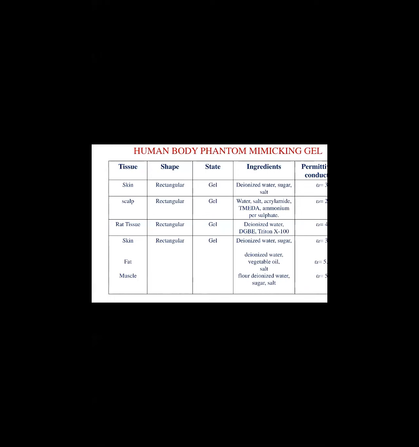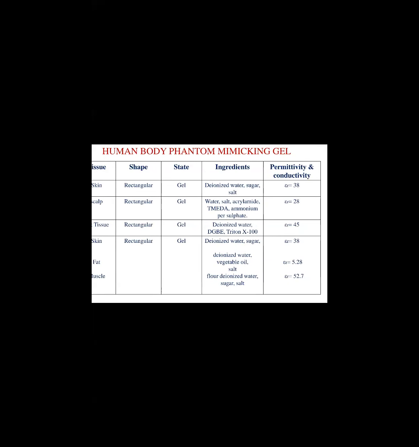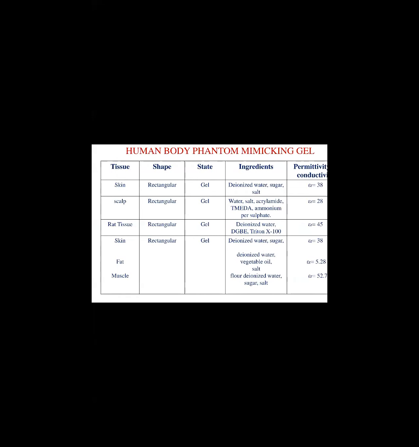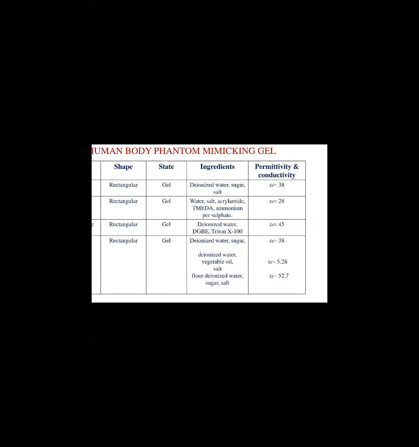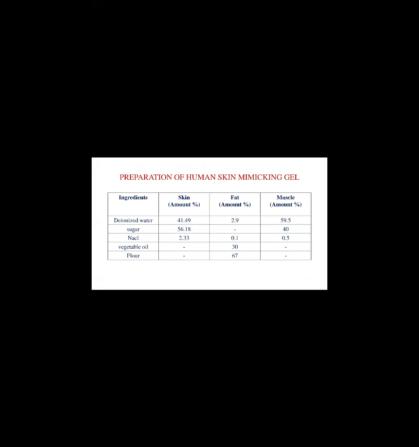Like that, we can have three-layer models like skin, fat, and muscle. We again take rectangular containers and mix deionized water, sugar, and the other ingredients in different percentages to get the dielectric permittivity. For skin we already know it is 38. For fat, epsilon r is equal to 5.28. For muscle, with a combination of deionized water, sugar, and salt, we get 52.7. These are the different phantom mimicking gels prepared for designing an implantable antenna.